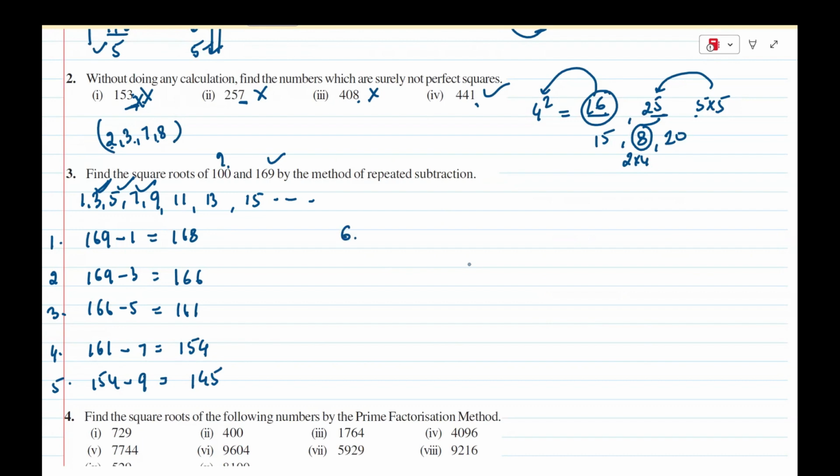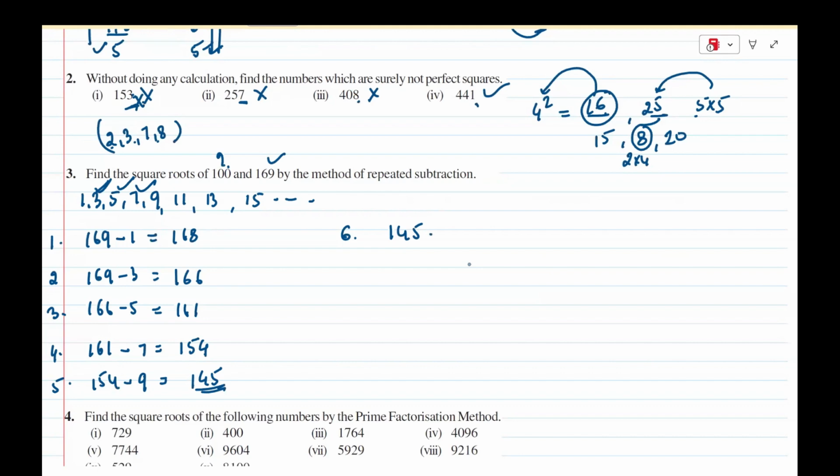Next, why am I writing this sequence? Because how many odd numbers you have subtracted will give you exactly the square root. And the square root of that number is this. Till what number do we have to subtract? Till the time we are getting the subtraction as 0.